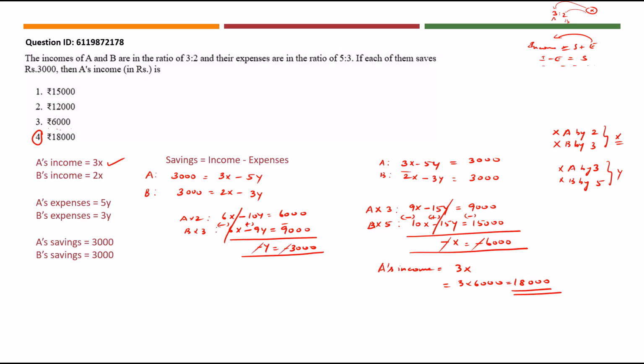So we have to substitute y in any of the equation. Let's take A equation. 3x minus 5y is equal to 3000. So y is also 3000. This will be 3x minus 5 into 3000 will be 15,000, which is equal to 3000. Then 3x is equal to 3000 plus 15,000, which will give a value of 18,000. Here you need not find x separately because A's income is denoted by 3x and you directly have that 3x value here. So you can mark the answer like this way also. Whichever way you are comfortable, you can use that way.